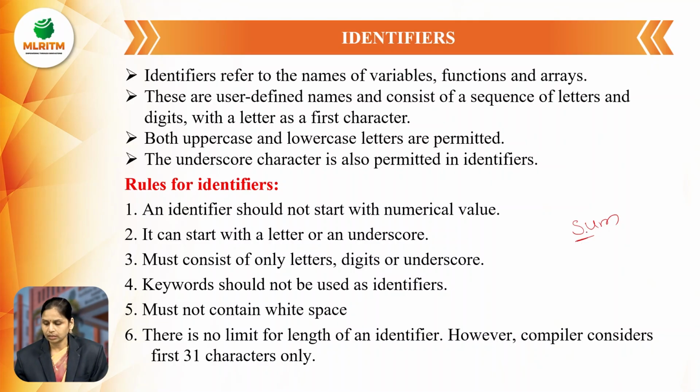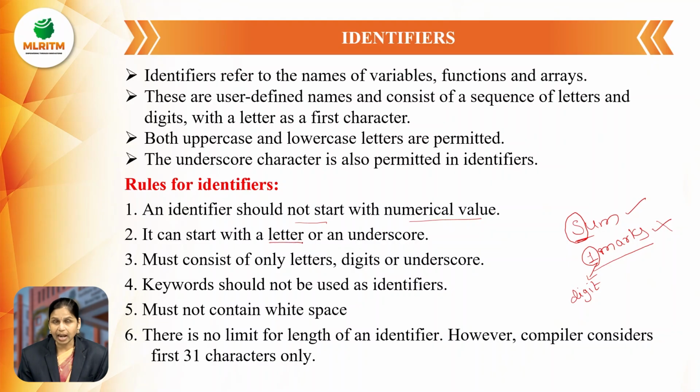We cannot take an identifier that begins with a number. When we observe these two names, sum and 2marks, the identifier sum starts with a letter, a character, which means an alphabet. But in the second example, the first letter is a digit. An identifier should not start with a numerical value. If the identifier starts with a digit or numerical value, it is not an identifier. The identifier always starts with a letter or underscore. We use it like this also.